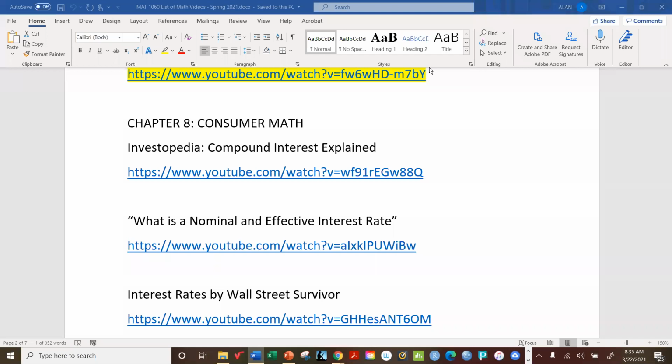Now, compound interest is actually helpful to savers, but it also makes borrowing more expensive when you go to borrow money for, let's say, a car or a house.